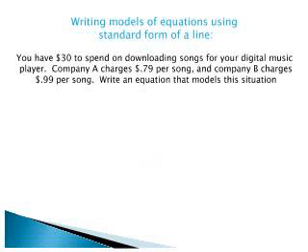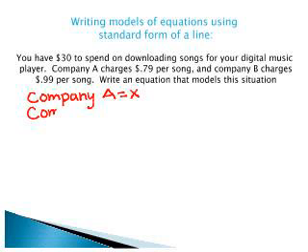So I'm going to define my variables first. We're going to let Company A be X. The songs that you're going to buy from Company A, they're going to be X. And the songs that you're going to buy from Company B, they're going to be Y. So I have my variables in X and Y, so it looks more like the linear equations that we're used to.